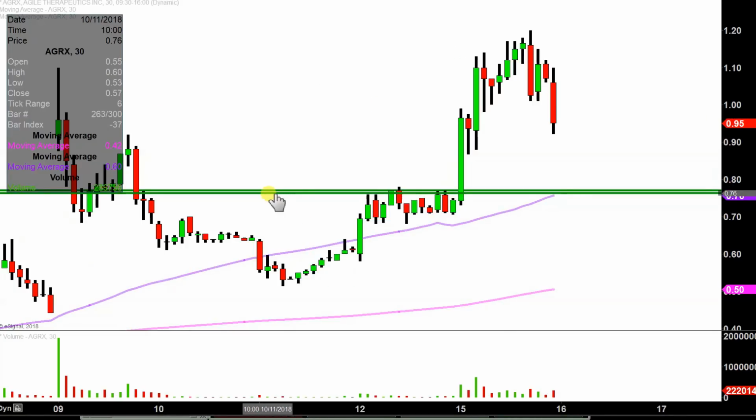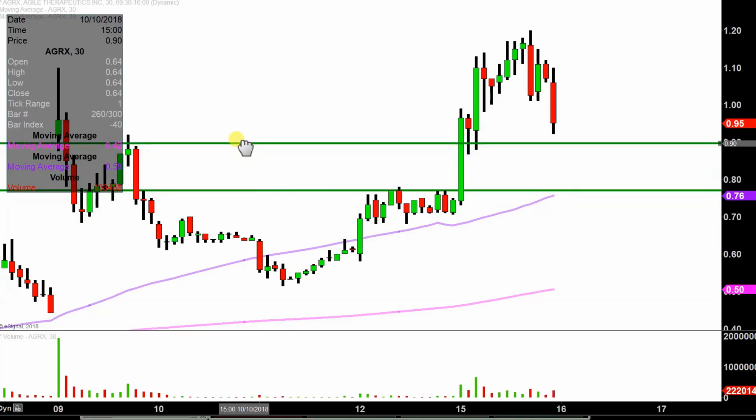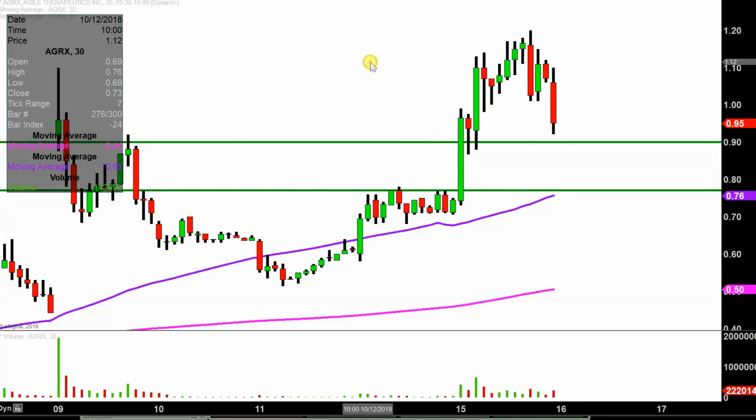Ideally speaking, from a support standpoint, I mean, hey Clay, what would make this chart look the absolute best going forward? That would be if the price can stay up above 90 cents. Now, if the price falls below 90, again, I'm not saying the entire chart's ruined or anything like that, because I've already talked about 77 cents as an area of support.